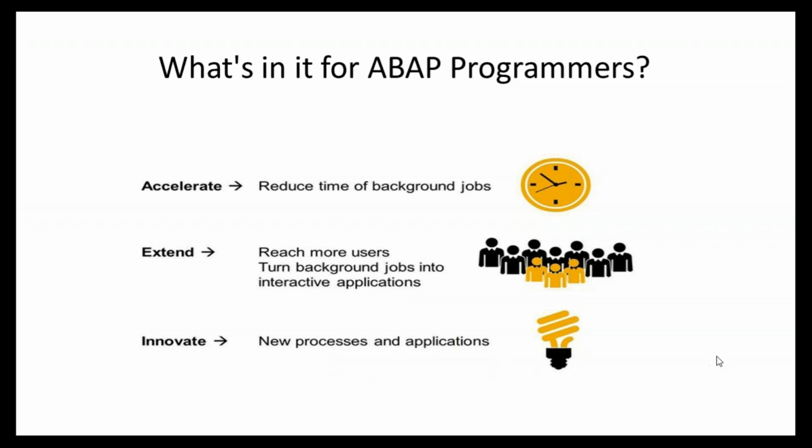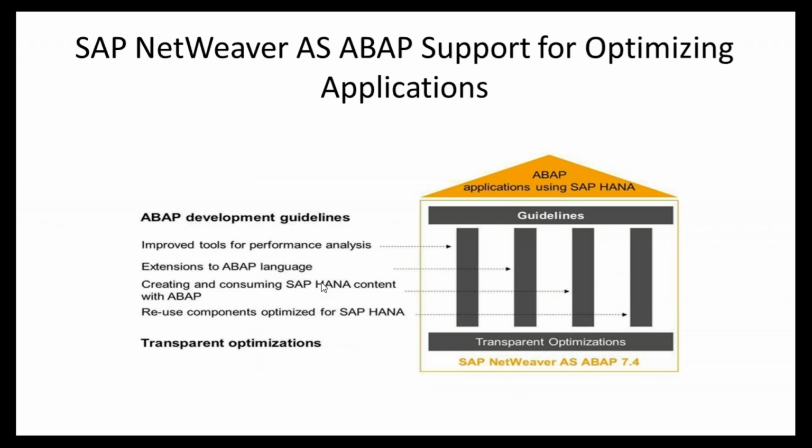New processing and applications. We have a couple of new applications which are integrated with the ABAP coding. We have SAP NetWeaver application server ABAP support for optimizing applications. We have transparent optimizations in the SAP NetWeaver application server ABAP 7.4, which we need to discuss. What are the transparent optimizations? And then we need to discuss the reusable components optimized for SAP HANA.